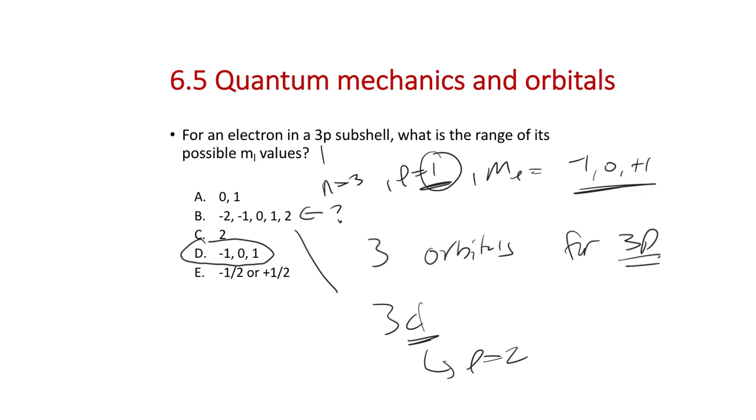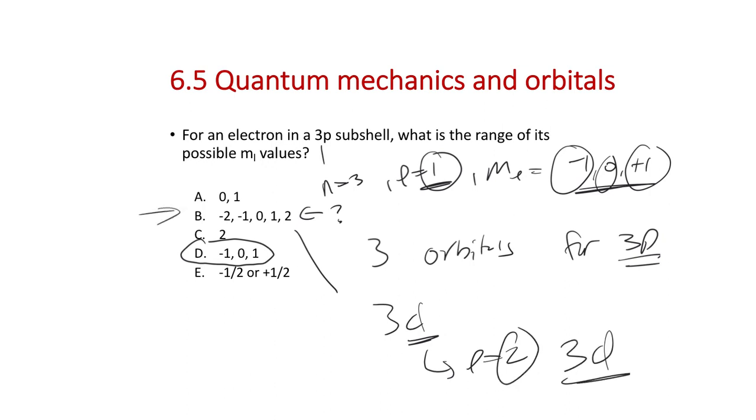So the range that L can be is 0, 1, 2 when n is 3. But for the 3p subshell, we're specifically talking about L being 1. And so when L is 1, the range is -1, 0, +1. Again, coming back to there being 3 orbitals within the 3p subshell. So let's try not to confuse ourselves into thinking, well, what if L were 2? If L were 2, this would be the 3d subshell.